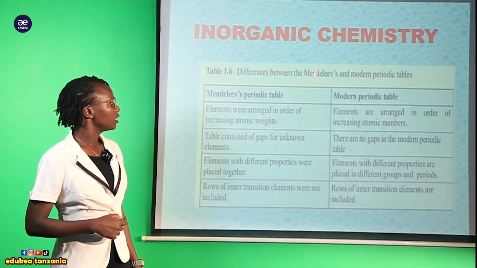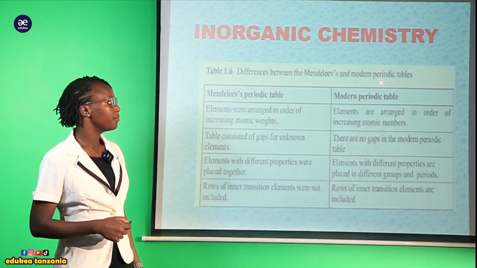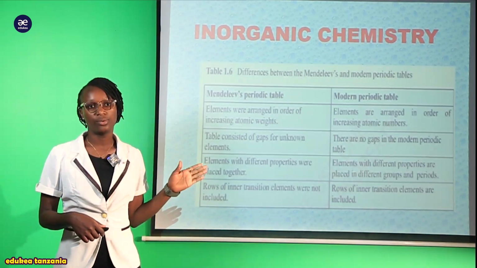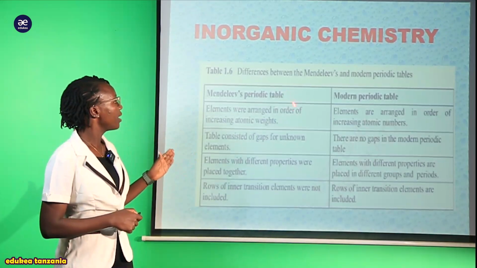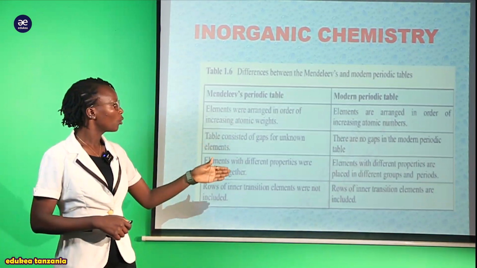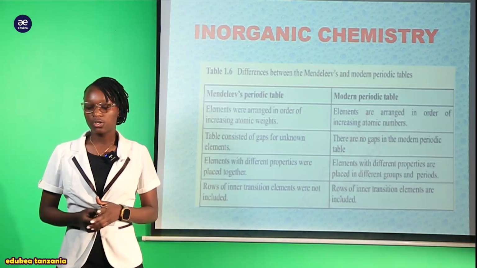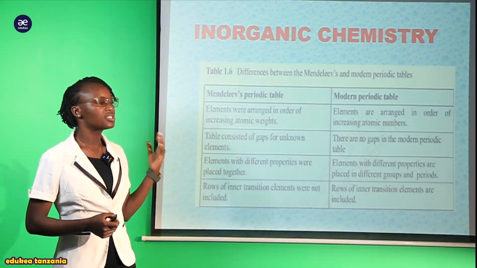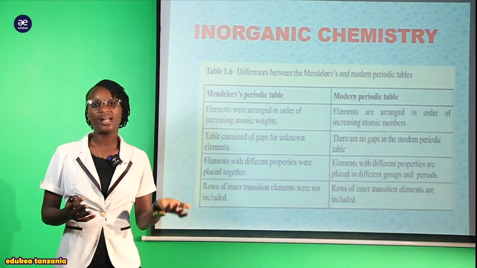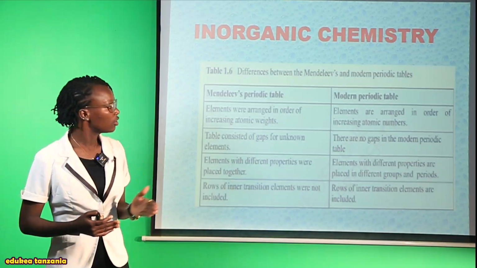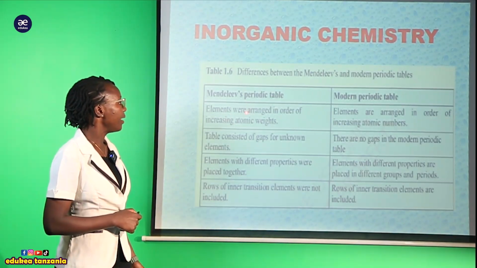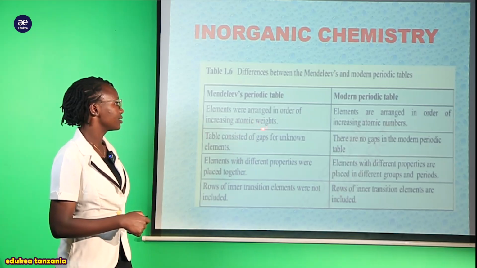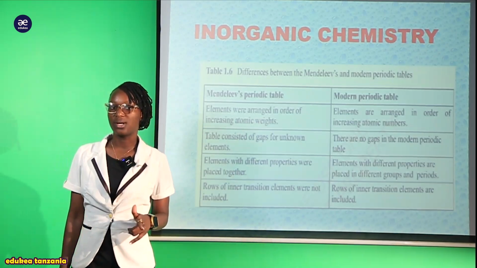So the differences between the Mendeleev and modern periodic table are represented in this way. Hii ni table ambayo imekuwa summarized in two sides. Upande wa huku kuna Mendeleev periodic table, upande wa huku kuna modern periodic table. So now here there is a point which summarizes the difference between Mendeleev's and the modern periodic table. So now we can start. In the Mendeleev periodic table, anasema kwamba elements were arranged in order of increasing atomic weight. Hiyo ni tofauti ya kwanza.